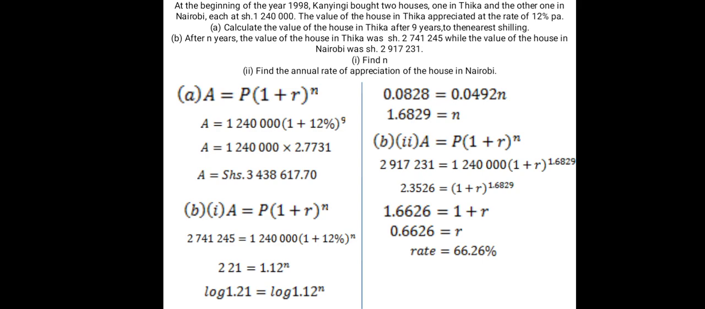Now we should appreciate that because n is our power, we shall use the logarithm to compute n, and we find n is approximately 1.7 years. B, part 2, we have to find the rate. Now we know the years are 1.7, so we have all the variables for that part except the rate. So the rate becomes unknown, and we find the rate is 66.26%.